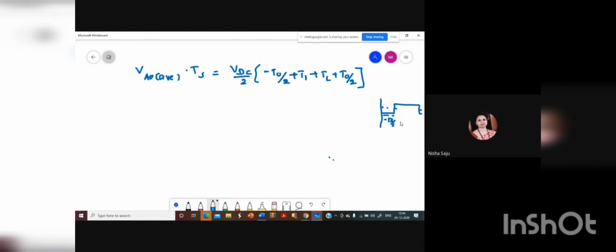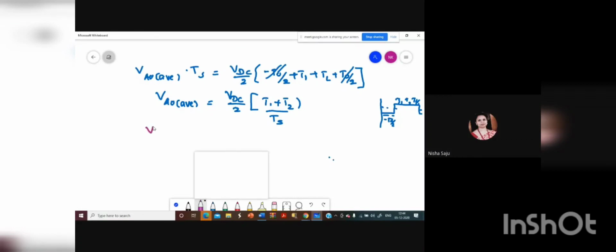Then you have to cancel these two parts because T0 will not contribute to the output voltage. So finally you will be getting VA0 average equal to VDC by 2 into T1 plus T2 divided by TS. That is the expression. Similarly, you have to write for VB0 average.